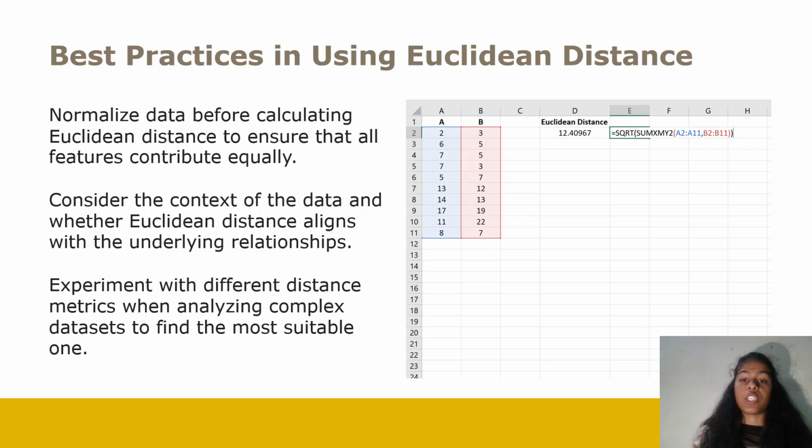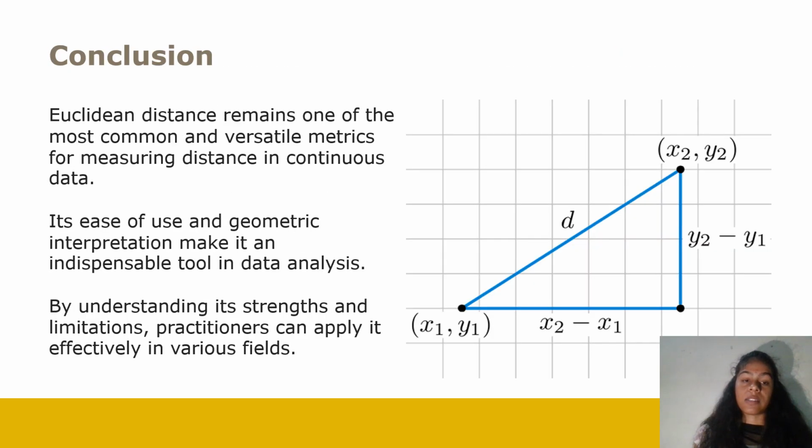Best practice in using Euclidean distance. Normalize data before calculating Euclidean distance to ensure that all features contribute equally. Consider the context of the data and whether Euclidean distance aligns with the underlying relationships. Experiment with different distance metrics when analyzing complex datasets to find the most suitable one. You can see the figure about the best practice for Euclidean distance.